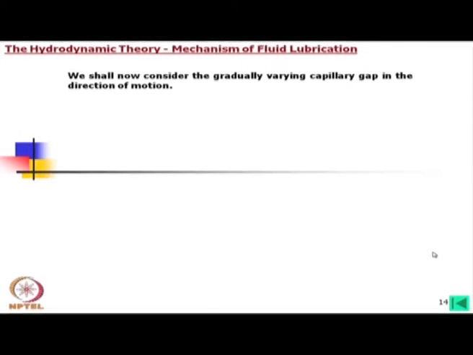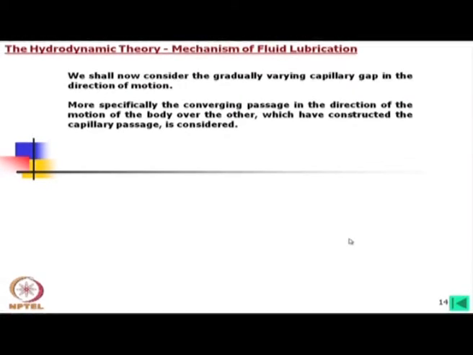We shall now consider the gradually varying capillary gap in the direction of motion. Earlier, we found that there is no variation in the gap, a uniform capillary passage. Now, we shall consider the capillary gap varying. More specifically, the converging passage in the direction of the motion of the body over the other, which has constructed the capillary passage, is considered.